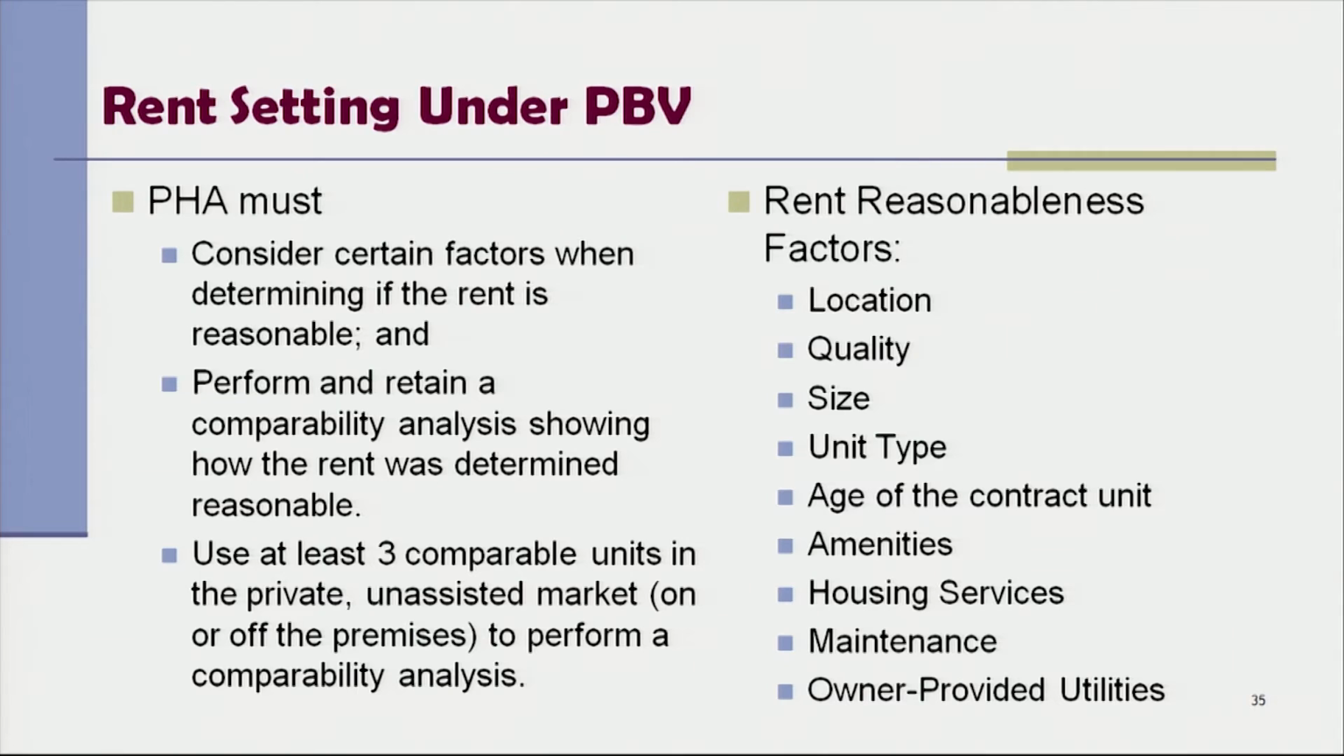The PHA must consider certain factors when determining if the rent is reasonable. Those factors include location, quality, size, unit type, age of the contract unit, amenities, housing services offered, maintenance, and owner-provided utilities. In determining rent reasonableness, the PHA must perform and retain a comparability analysis showing how the rents were determined to be reasonable. They must use at least 3 comparable units in the private unassisted market, on or off the premises, to perform a comparability analysis.